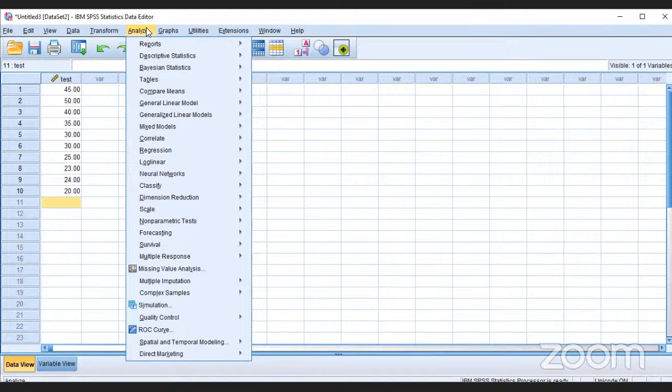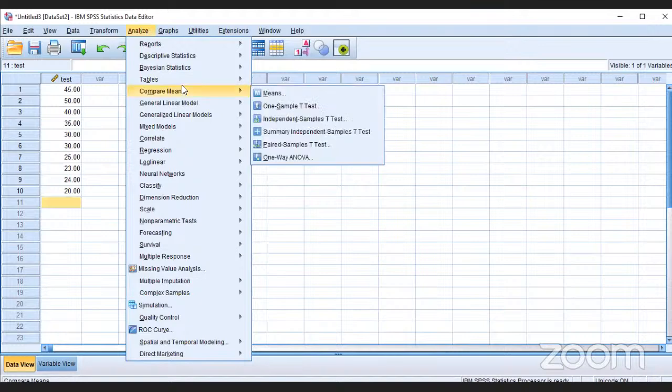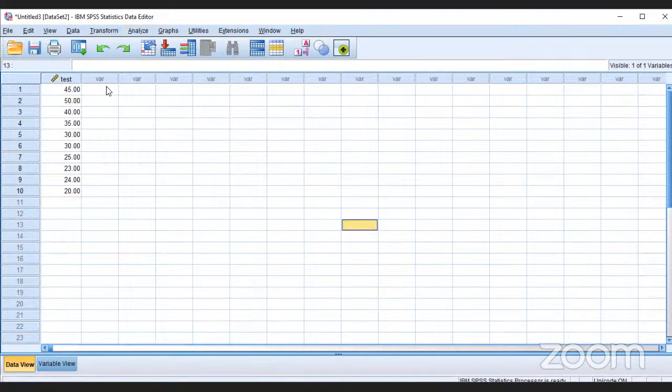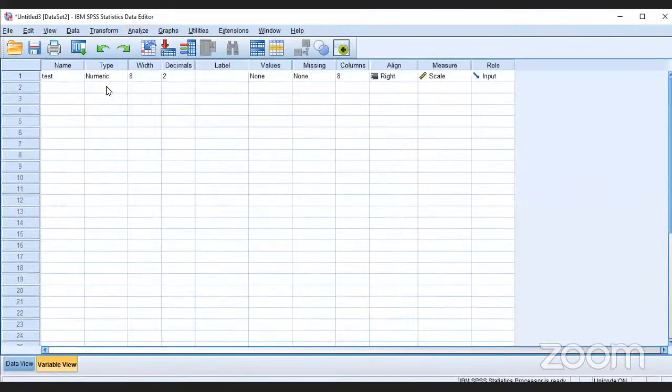And there is compare means. Okay. Now again, this is another variable. It is arbitrary data. I am writing sex. Okay, sex. That is nominal data. And I am making its value.